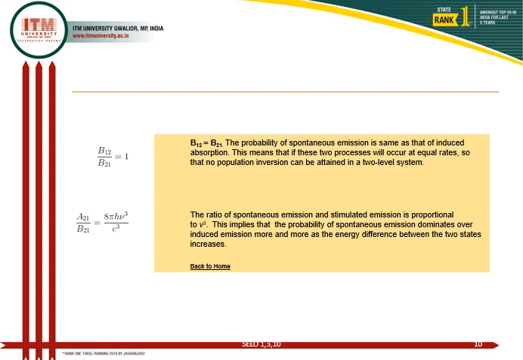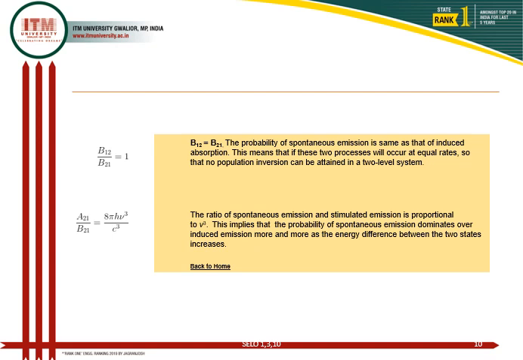We have taken these two equations from whatever we have discussed in the previous slides. These are the two takeaway notes. B12 is equal to B21. This means the probability of spontaneous emission is same as that of induced absorption. If two processes occur at equal rates, then no population inversion can be attained in such systems. And these two always have the same probability.